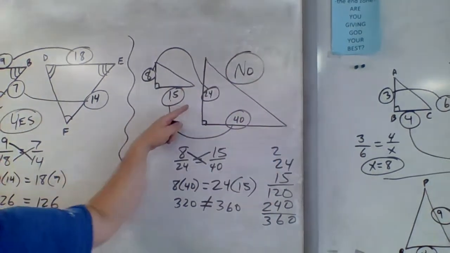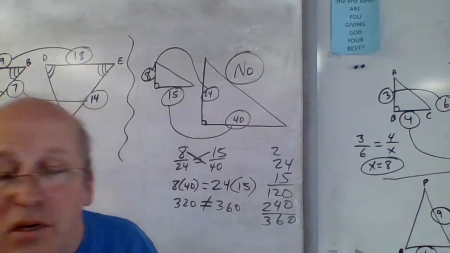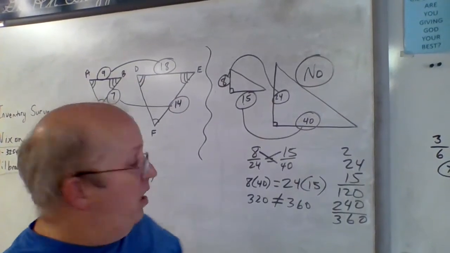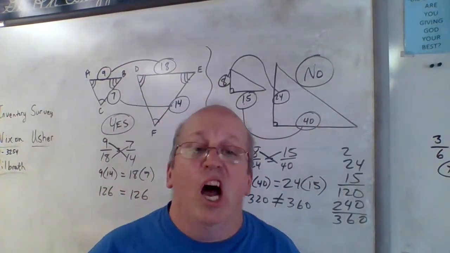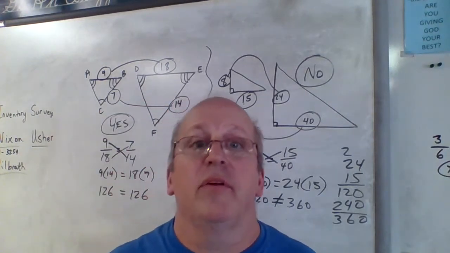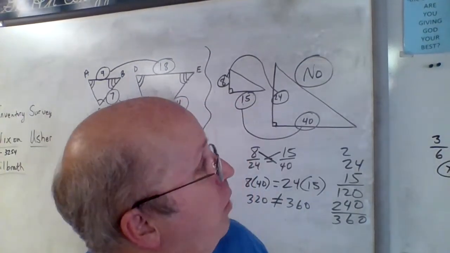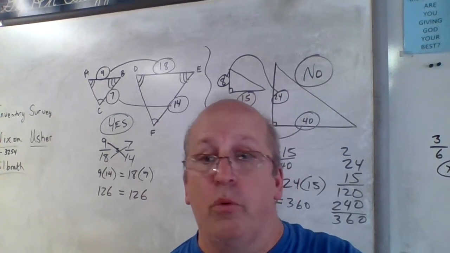These two shapes, they look similar, but they're not similar because the corresponding ratios of the parts are not equal to each other. Okay, 6th graders, I hope this helps you work through your problems.